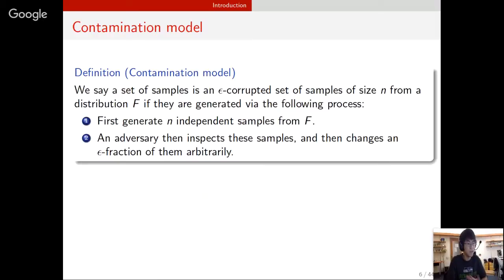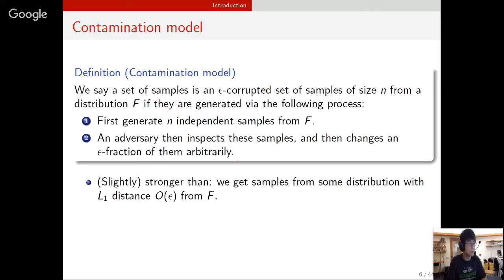And to tie this back to the intuition I was trying to paint previously, it turns out that this is slightly stronger than, but more or less equivalent to, the model in which we get samples from some distribution which is in a neighborhood of f. So formally, it's more or less equivalent to getting samples from some distribution with L1 or statistical distance about O of epsilon from your distribution f. I won't prove this, but it is not too difficult to prove. So this hopefully ties it back into the picture I was giving previously.